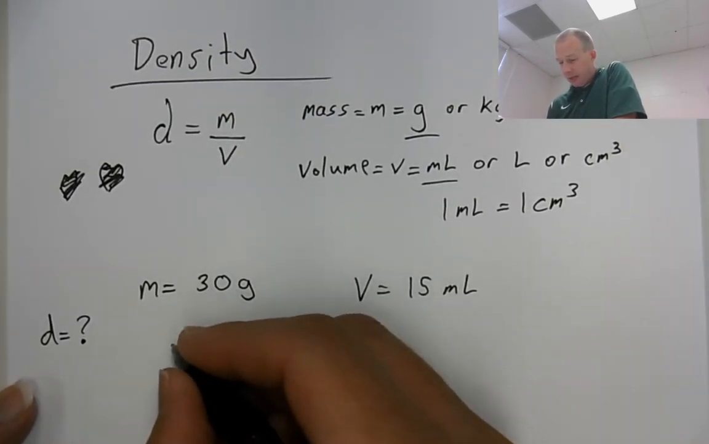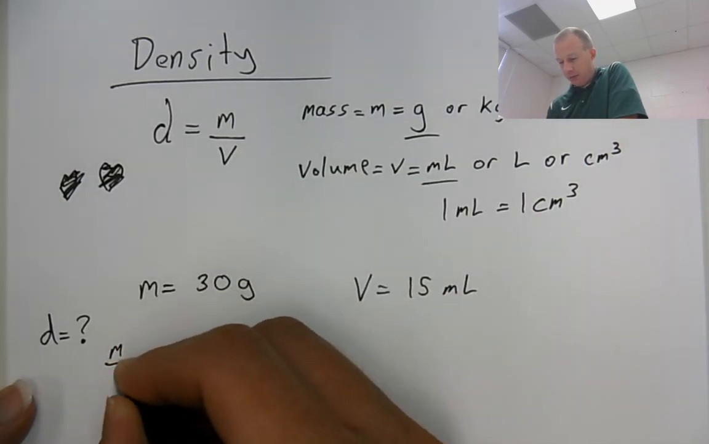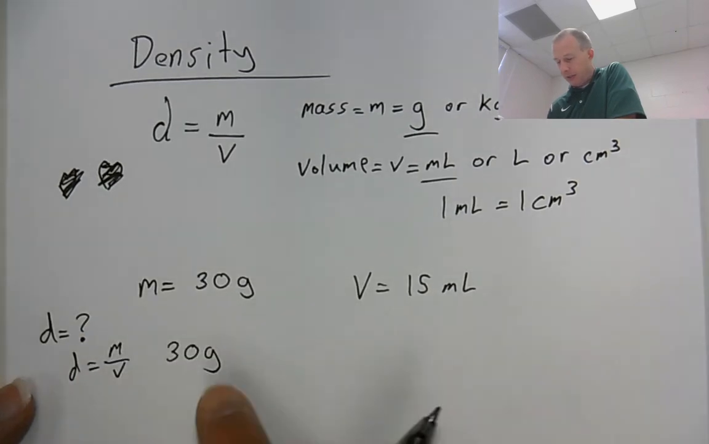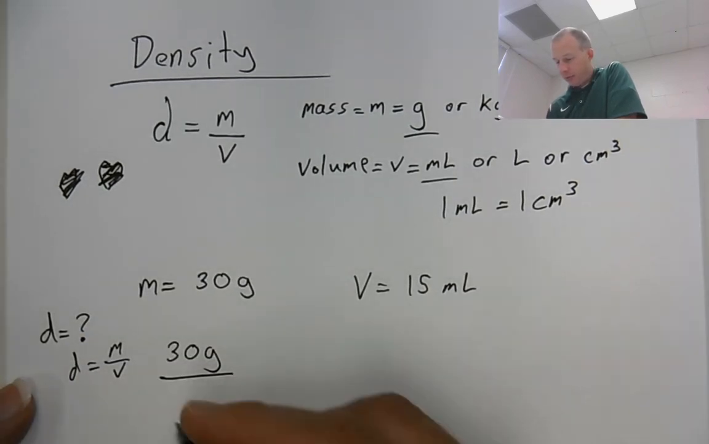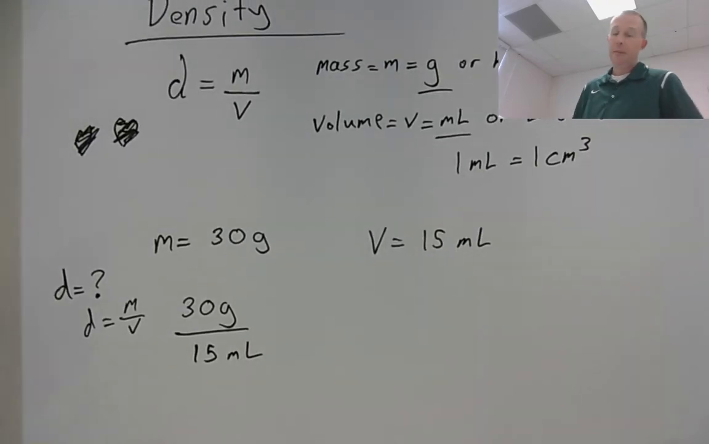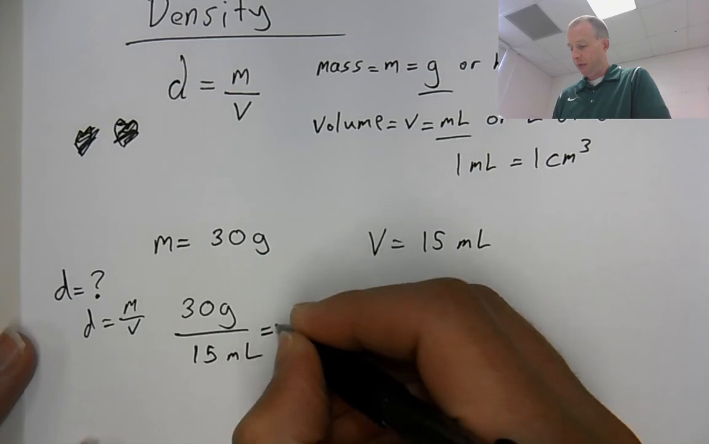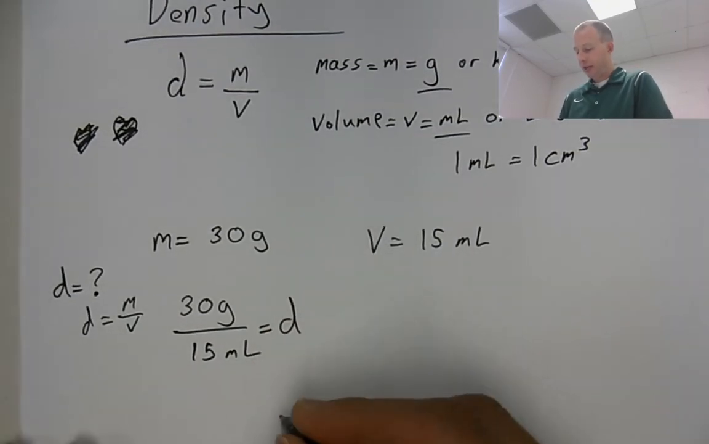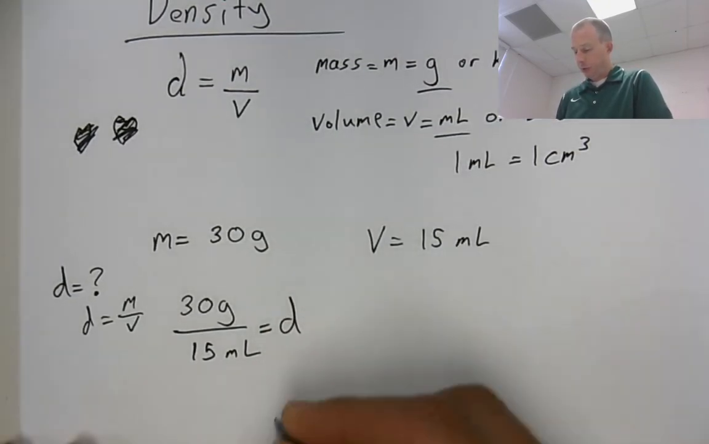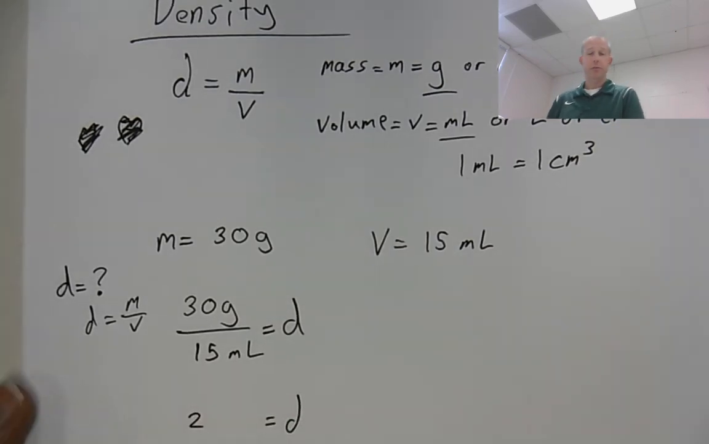So our mass is 30 grams. We're just going to do mass over volume equal to density. So we've got 30 grams over 15 milliliters. It's just 30 divided by 15. That will give you your density. In this case, your density will be equal to 2.